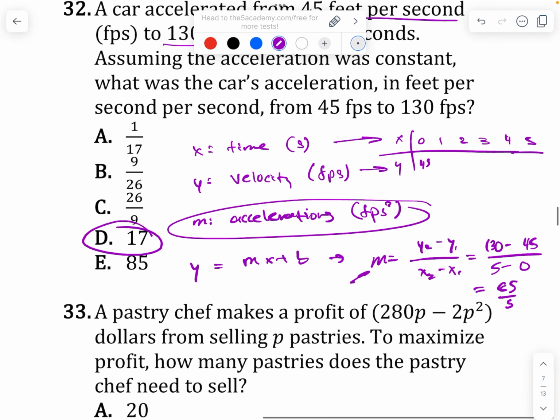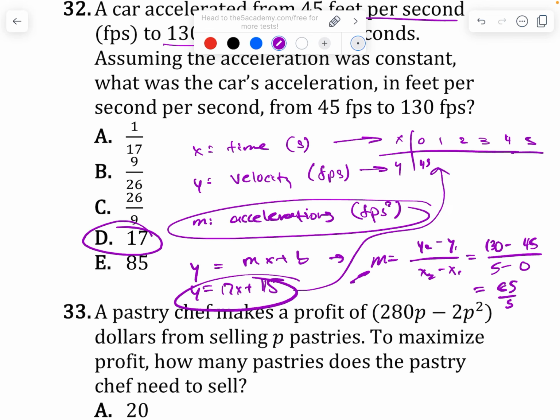And so I guess the last thing I'll say, right? If you go ahead and plug into this problem, y equals 17x plus 45, it'll show you this is going to be 45 plus 17, and then that plus 17, then that plus 17, all the way up until 130. Okay, so you're increasing 17 feet per second every second.